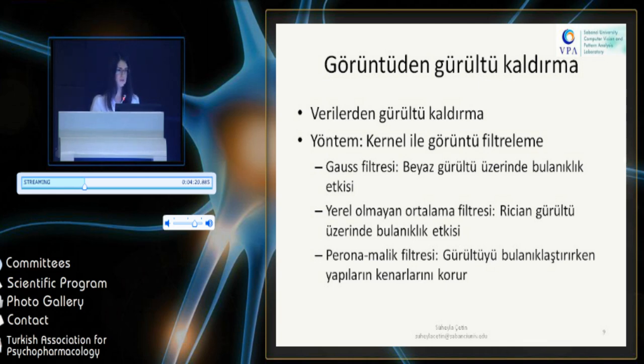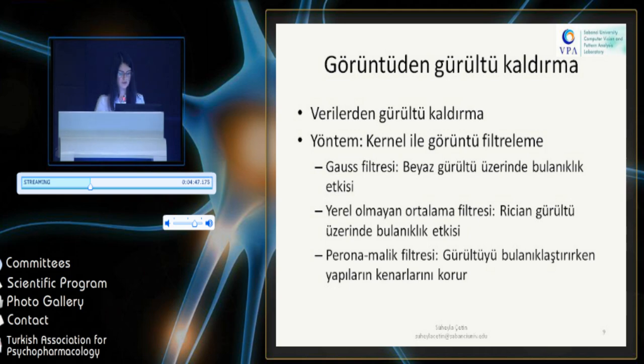I've talked about the artifacts, so how can we do away with these artifacts? The first method is to get rid of the noise in the image with a kernel or a filter. We can filter the image. The Gauss filter is the first option. This is a statistical filter. It works on the white noise and it creates a blur effect on the noise.